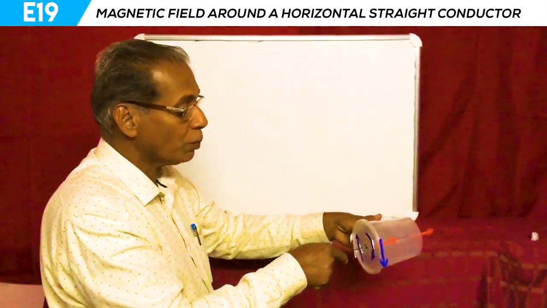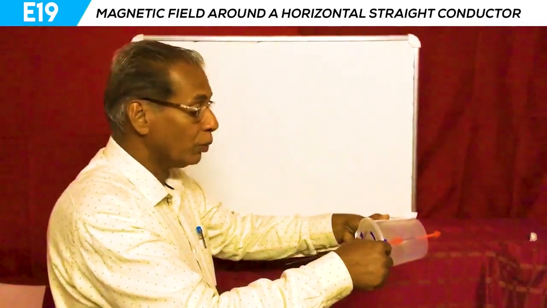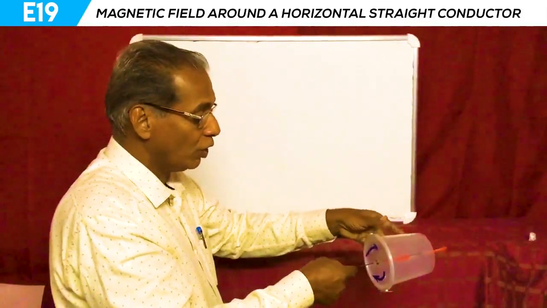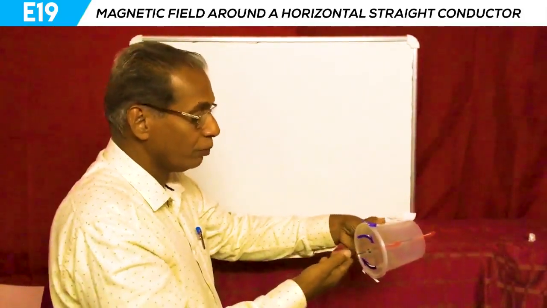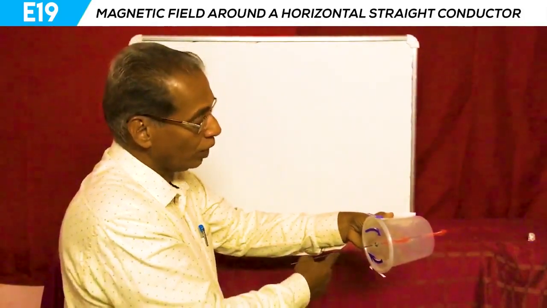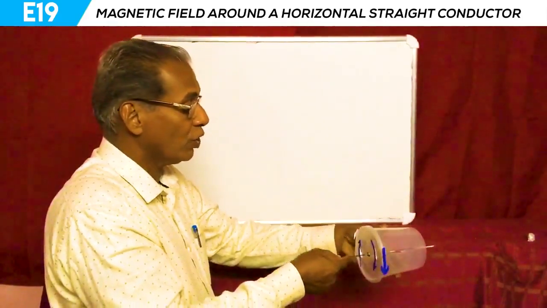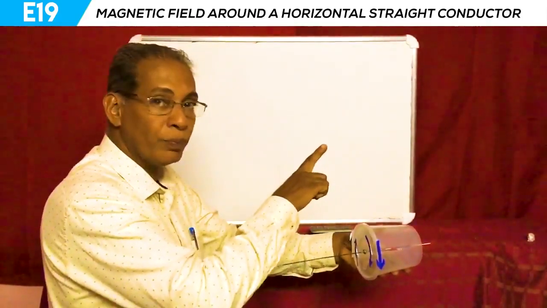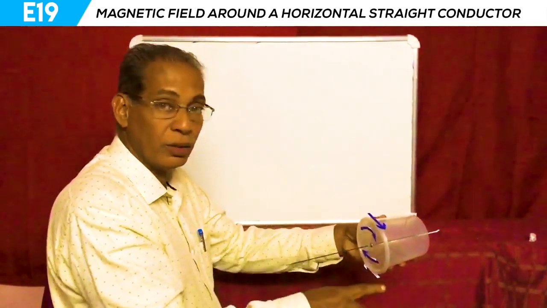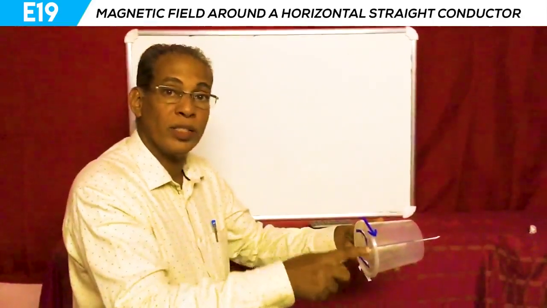And if it is at this point, the direction of repulsion of the north pole, or the movement of the north pole, is downward. If it is below the straight conductor, this north pole will move towards the left, and if it is on this side, it will go up, again in a clockwise direction. In short, it will rotate, or move, in a clockwise direction.